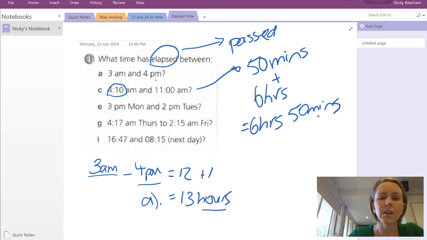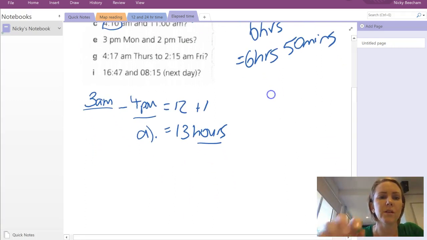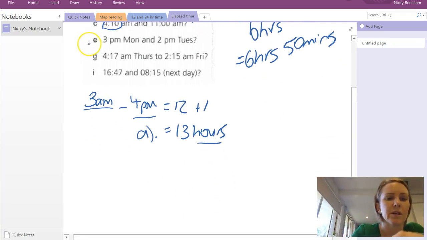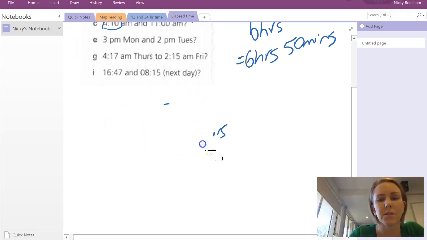Okay, I'm going to scroll down a little bit. And I'm going to do E down here. I might actually just rub this off. How good is my computer, hey? So cool. All right.